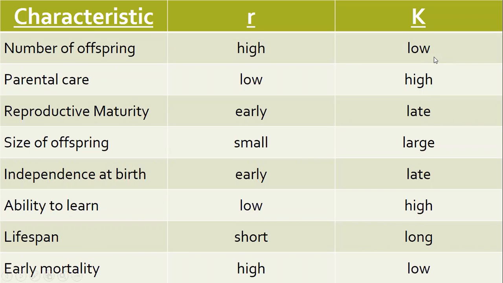Okay, here is the chart filled in. Hopefully you can see how the words are obviously opposites of each other. So what is high in an R will be low in a K, and what is low in an R will be high in a K. This is just a great checklist for you to go back to later on to really make sure that you've nailed down the differences between these.